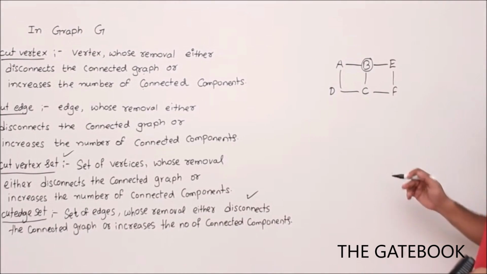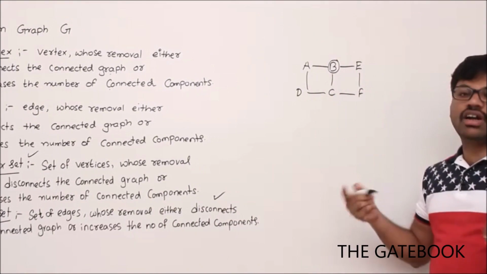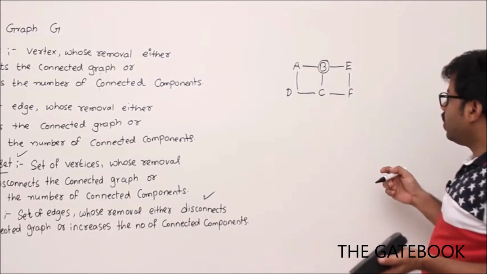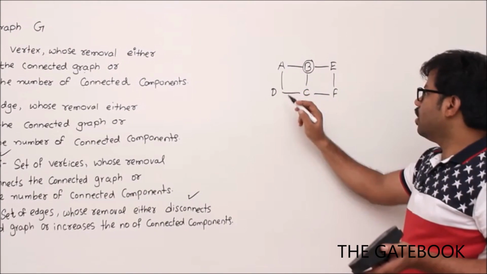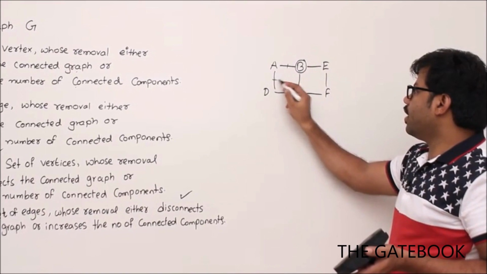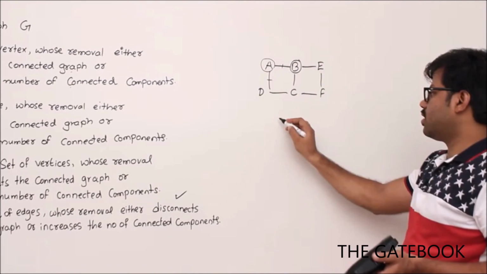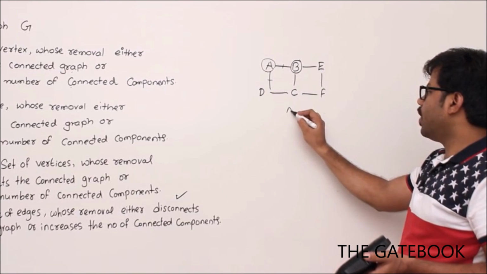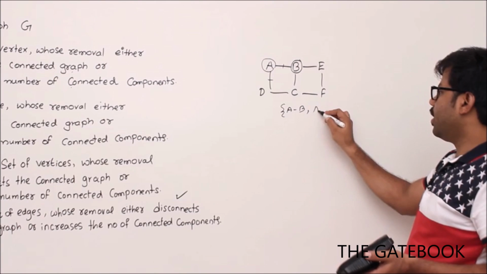Let's try. We know that there is no single edge, right? We can't remove a single edge and disconnect the graph. Let's try two edges. Just try AB and AD. What happens is this A will be isolated from the others. Let's try. I am removing the AB edge comma AD. So this is the cut edge set AB comma AD.